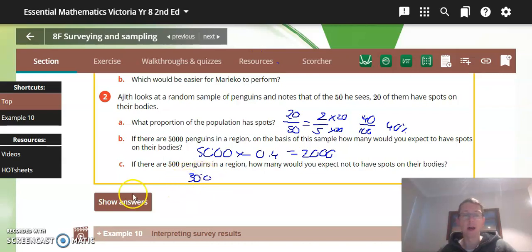So how you do that is you'd go 500 multiplied by 0.6, or you can think of 10% is 50, so 10% times 6, because that would give you 60%. 50 times 6 would give you 300. So there'll be 300 penguins there.